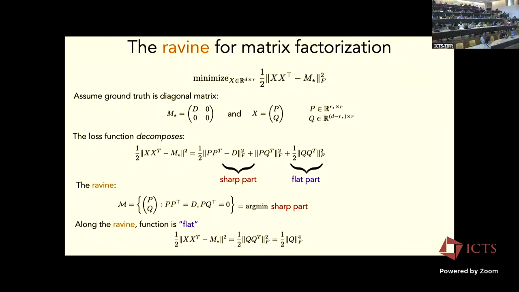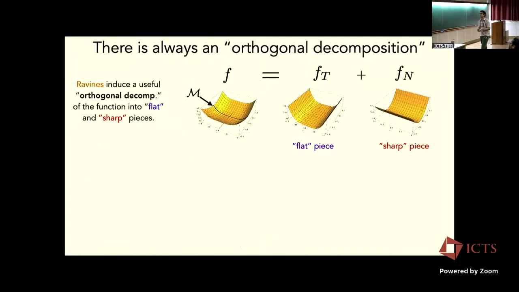So it's a useful exercise to think through what you could do with an optimization problem if you knew it was separable in 2 variables, or the variables were coupled in a loose way like this, okay? So it turns out that whenever you have a ravine, you always have a nearly orthogonal decomposition of your function into a flat part and a part that grows sharply away from the solution. Okay. So how do you get it?